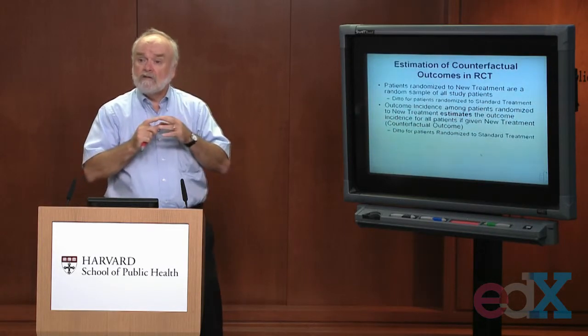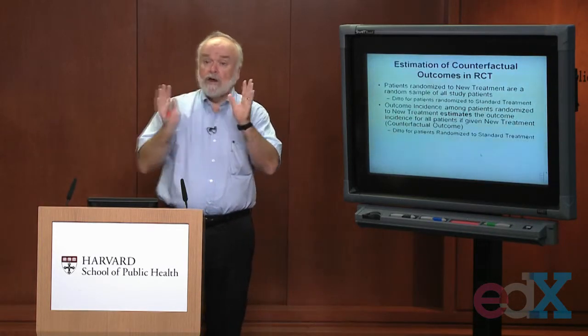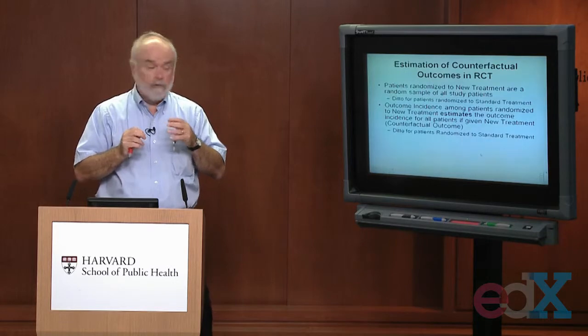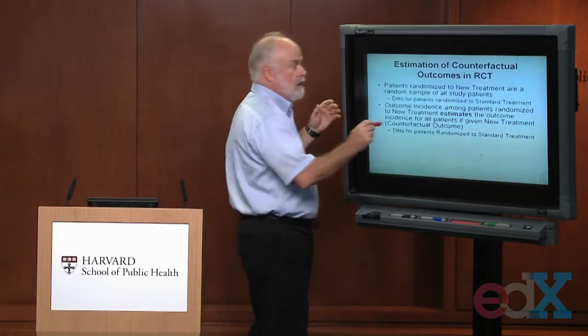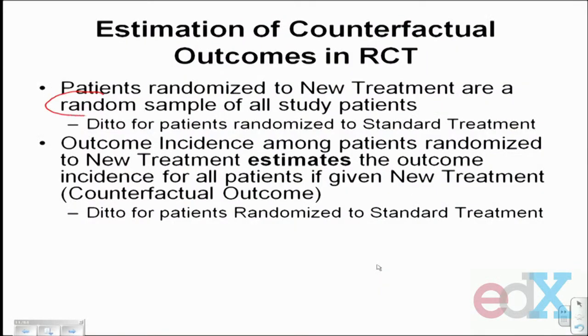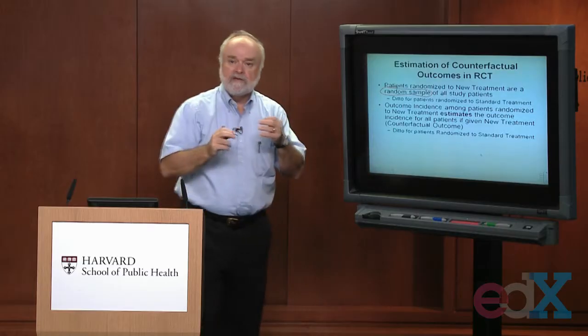And the way we're going to do this is the following. When I randomize people to two groups, the group that received the new treatment are essentially a random sample of everyone I started out with. Remember, let's suppose the investigator has a coin that he or she is using to assign people to either the new treatment arm of this study or the standard of care arm of this study. Every time the coin comes up heads, a person is assigned to the new treatment arm.